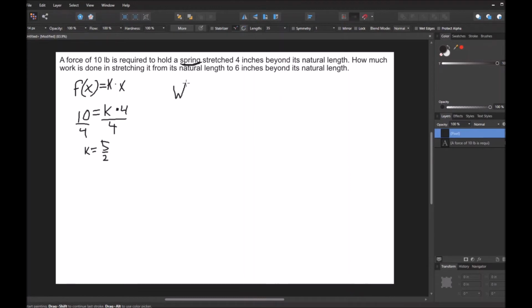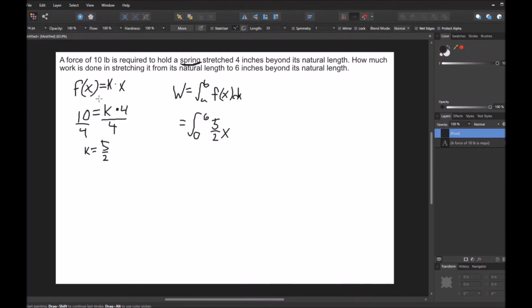So we're going to set up the regular work integral now. Work equals the integral from a to b of f of x dx. Now we want to think about what our bounds of integration are. We're going to be going from 0 to 6, because we're stretching it from its natural length to 6 inches beyond its natural length.